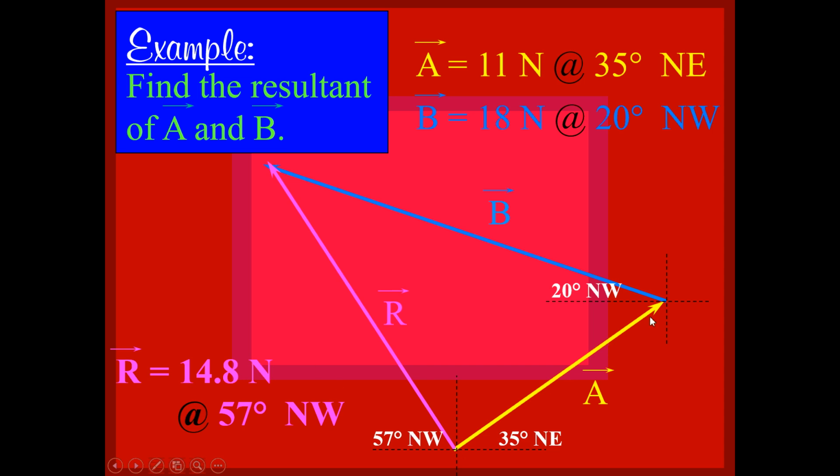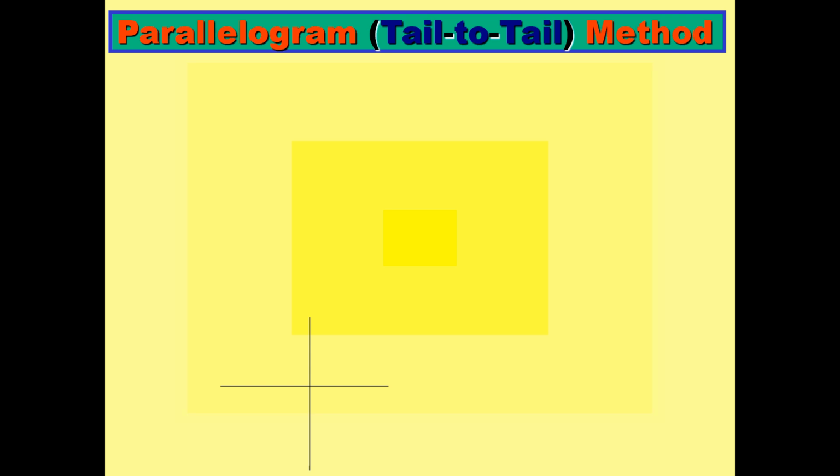So if this one's drawn to scale and with the right bearings, then using a protractor you would have ended up with a length here of 14.8 newtons and an angle of 57 degrees northwest. And I called it R for resultant vector. So just showing that you can do it analytically or draw it graphically, but drawing it graphically takes ages.